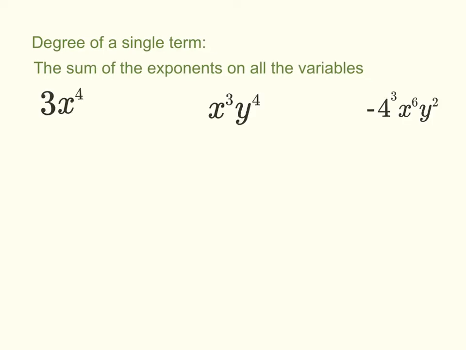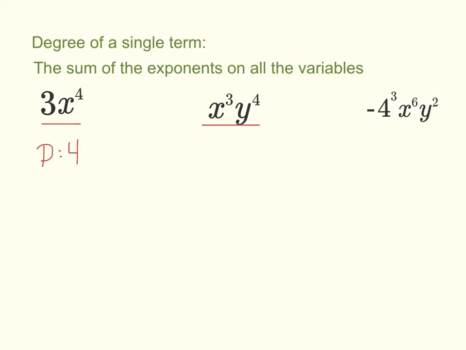All right, here we have our examples. Our first is going to be 3x to the fourth power. There's only one variable there. It's just the x. It's raised to the fourth power, so the degree is 4.